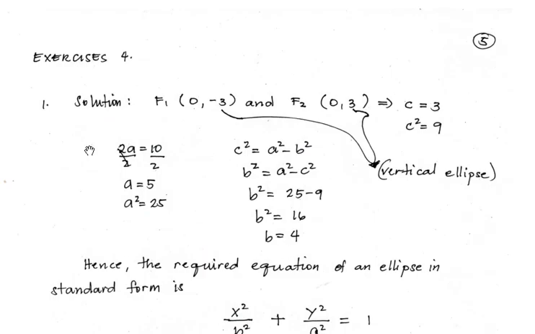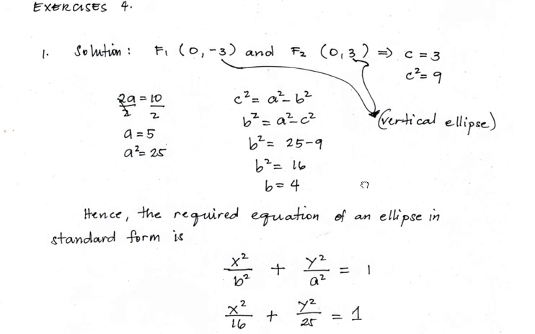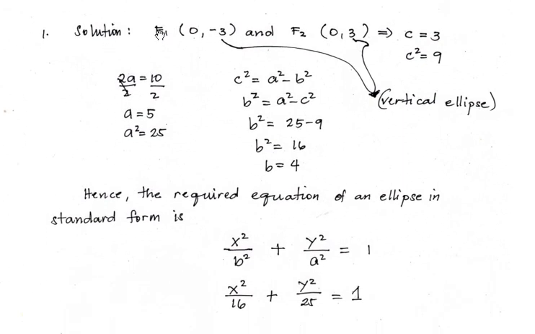Solution. For number 1, we're given coordinates 0, negative 3, and 0, 3. How do we know that it's a vertical ellipse? Well, because of the coordinates. The coordinates have 0 for x, and it is along the y-axis, so meaning vertical ellipse. So that means c is 3, giving us c squared equals 9.